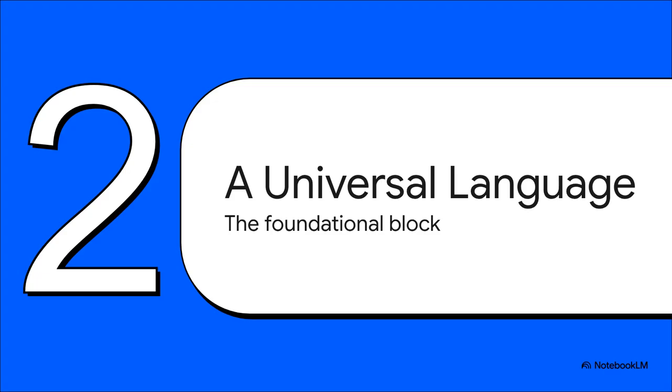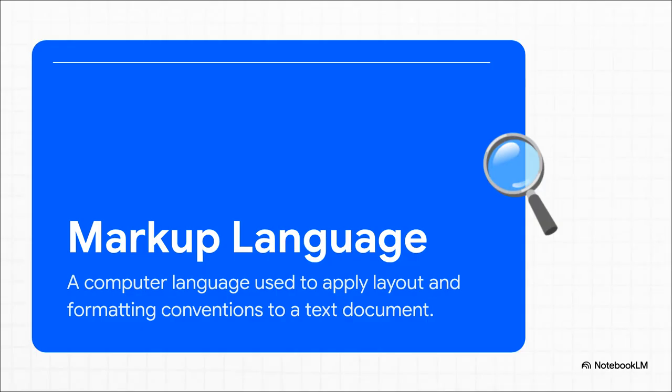So how in the world do you solve a problem that big? Well, you have to find some common ground. You need to create one single universal language that every device, no matter how different it is, can understand. And that universal language? It's called a markup language. Now, this isn't a programming language like, say, Python. It's not doing complex math or anything. Its only job is to give a document structure.